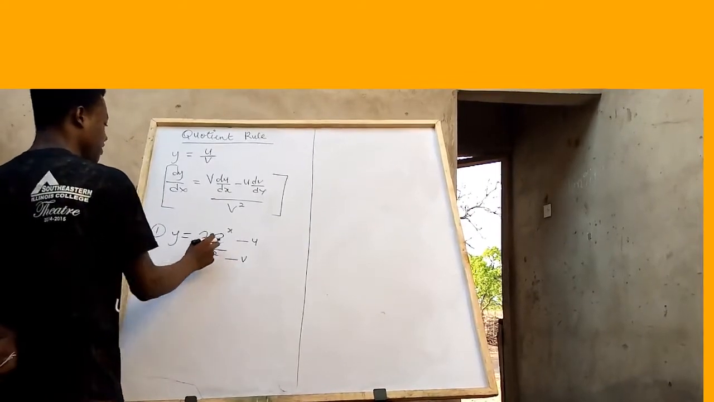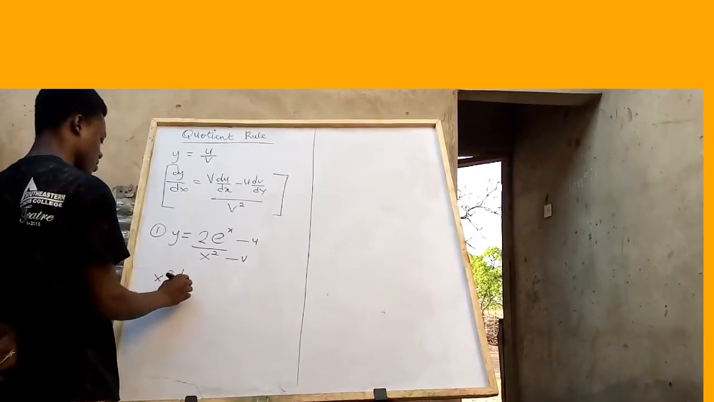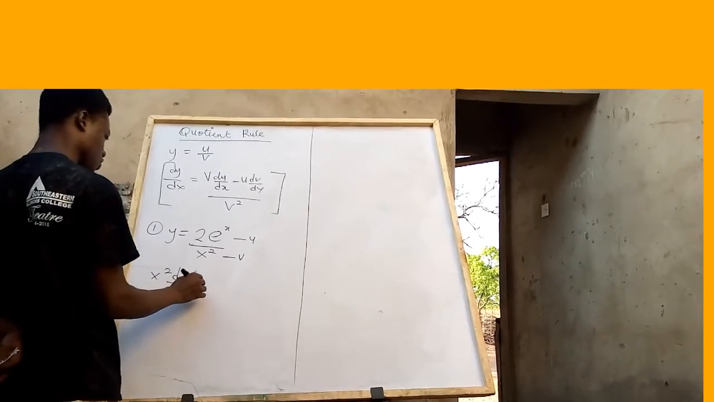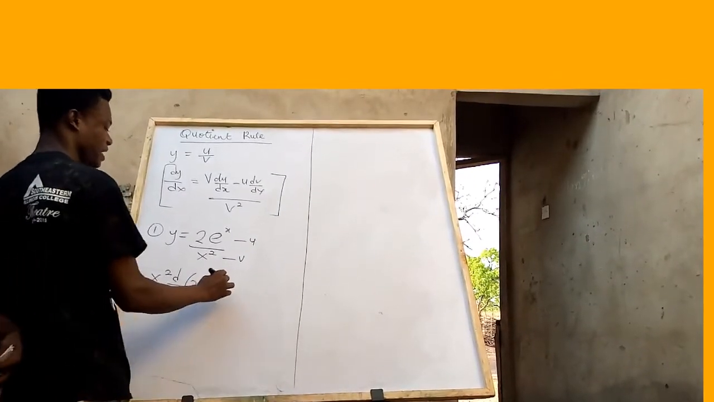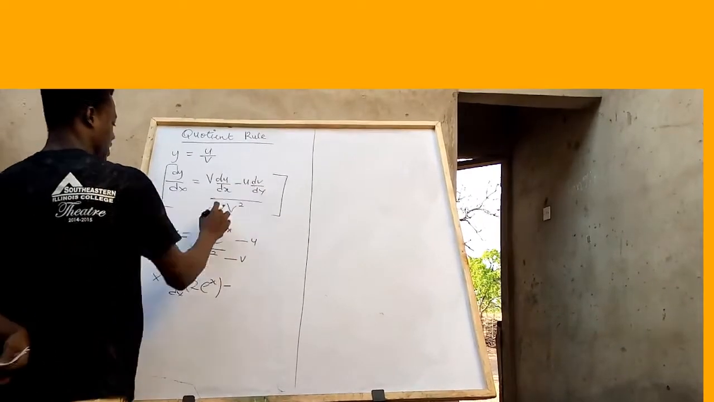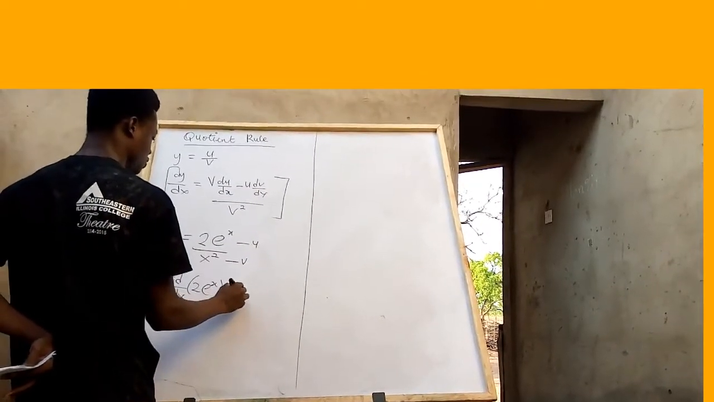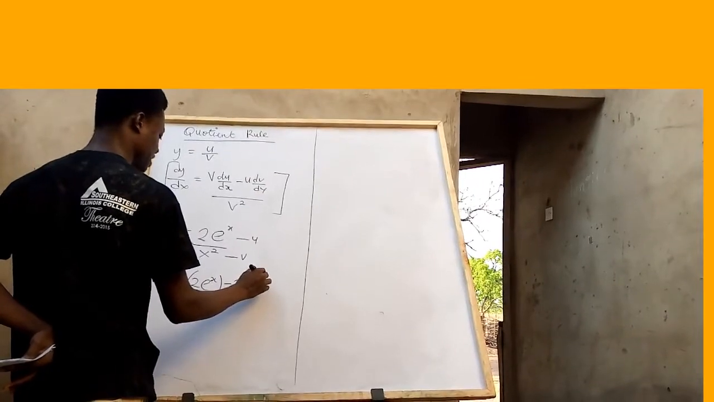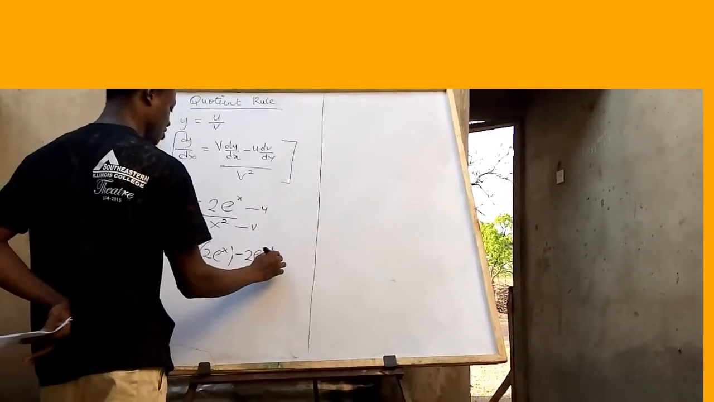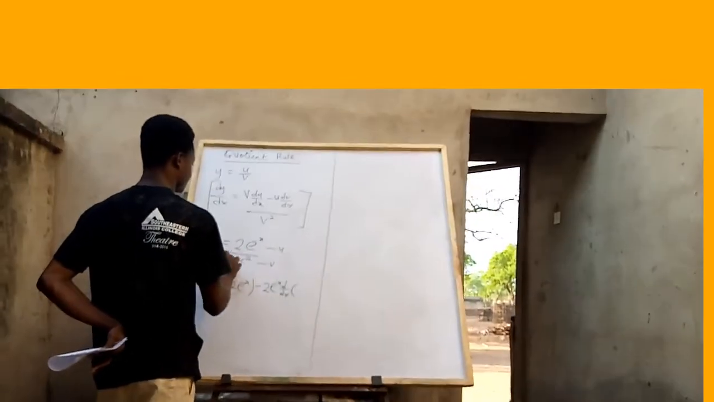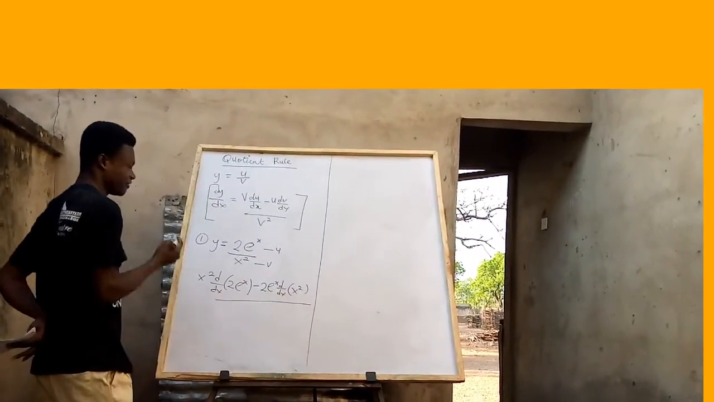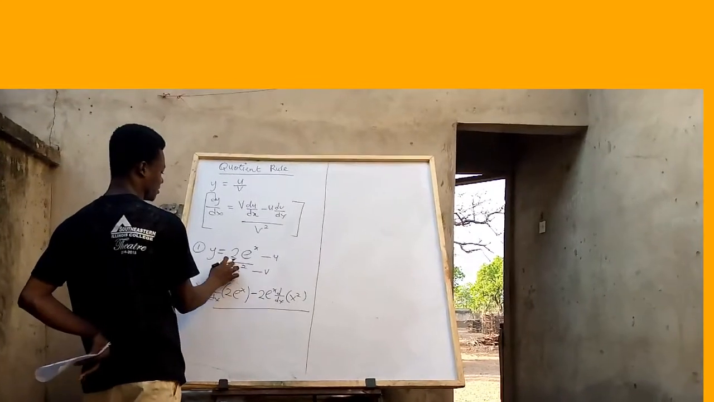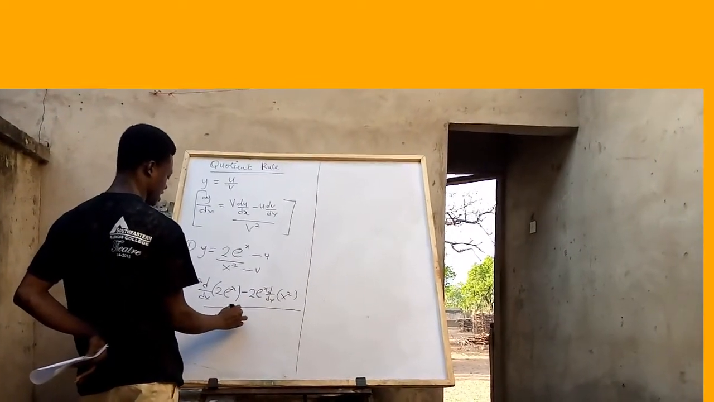And then I find the derivative of 2e^x. Then minus u, and this is my u, which is 2e raised to power x, and I find the derivative of x squared, all over my v squared. This is my v, so my v squared will be x squared squared.